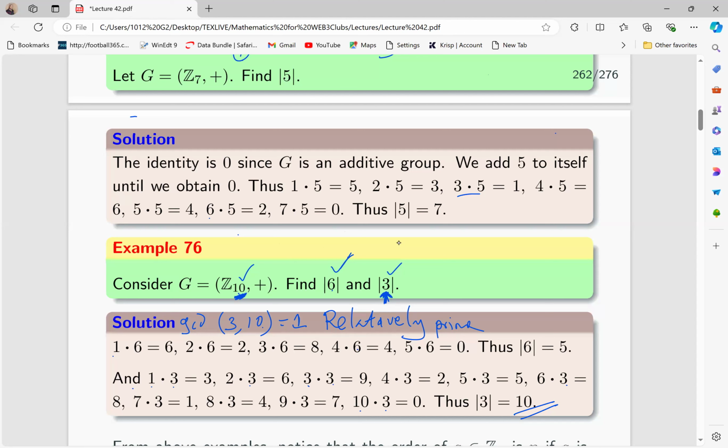But look at this, the other way of doing it. The order of this group is 10. And then 6 and 10, the GCD of 6 and 10 is 2.